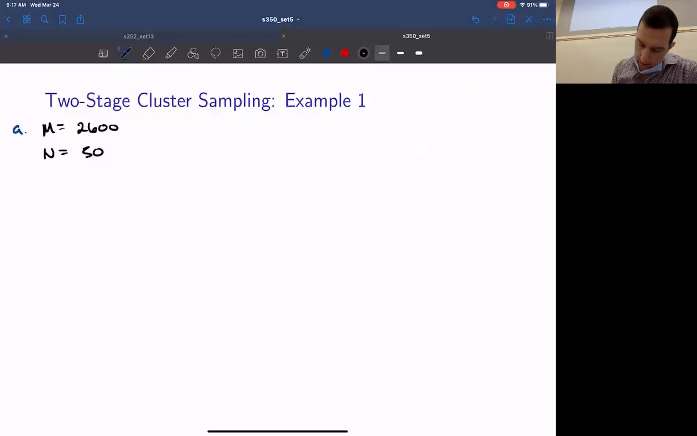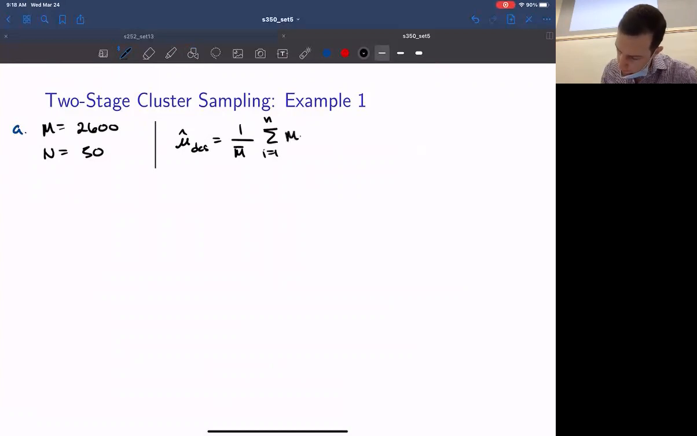Okay. Our estimator for the mean is given by mu hat CS equal to 1 over M bar multiplied by the sum across each of the clusters of M_i, the number of elements in each cluster, multiplied by mu hat_i, all over n. I guess I could just write this. I made my sum too big. What's up here?